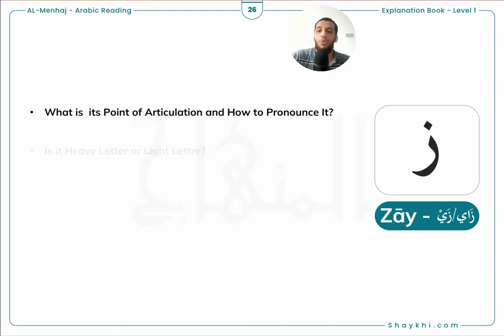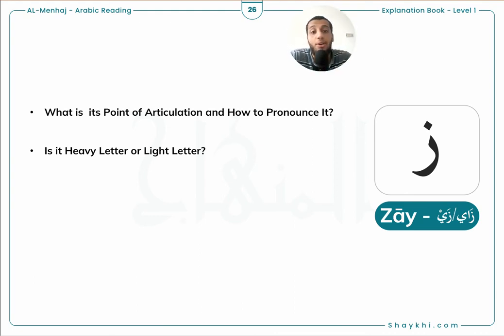So let's move to the next question, which is whether letter Zay is a heavy or a light letter. We said that when the back of the tongue is raised, the letter will be heavy. When the back of the tongue is not raised, the letter will be light. So Z. Do you feel that the back of the tongue is raised or not? Say it and try to tell me.